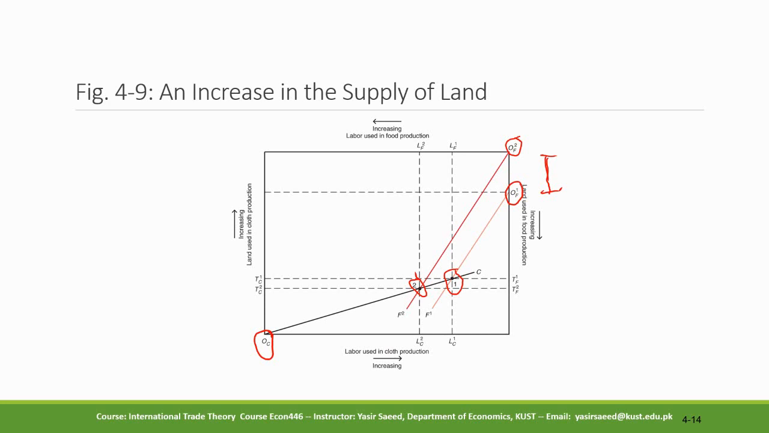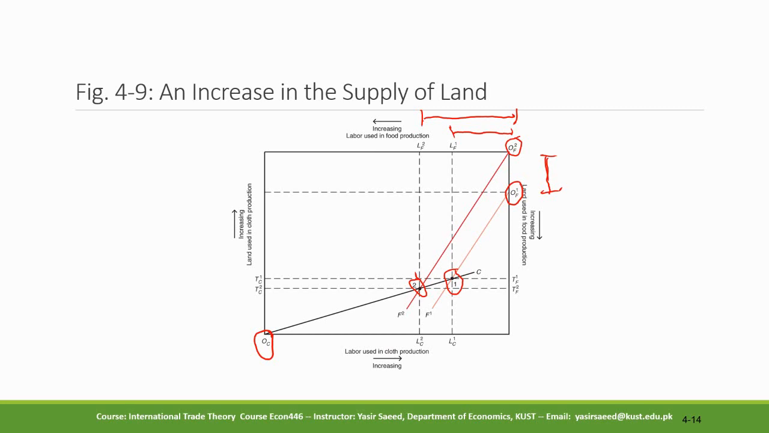Our initial resources were from OF2 up to LF1. This was our initial allocation of labor resources for the production of food, but now we have more resources allocated to the production of food. More labor has been allocated to the production of food. Now if you see, the labor factor has not changed, the overall labor resources have remained constant, only land resources have increased. Still we are allocating more resources to food. This is what we said in the Rybczynski theorem.